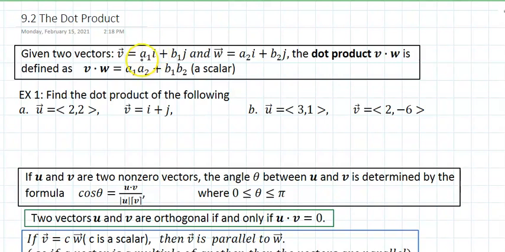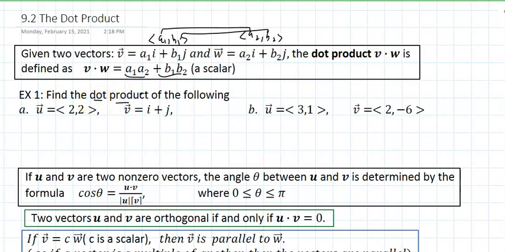Given two vectors, v1 is a1, a2, and v2 is b1, b2. The dot product is simply you take the i times the i plus the j times the j. It's an actual scalar. It's a number. It's not a vector. So if I give you the following two vectors, find the dot product.